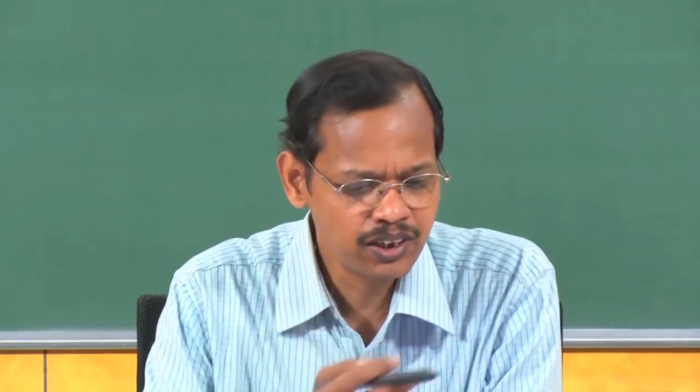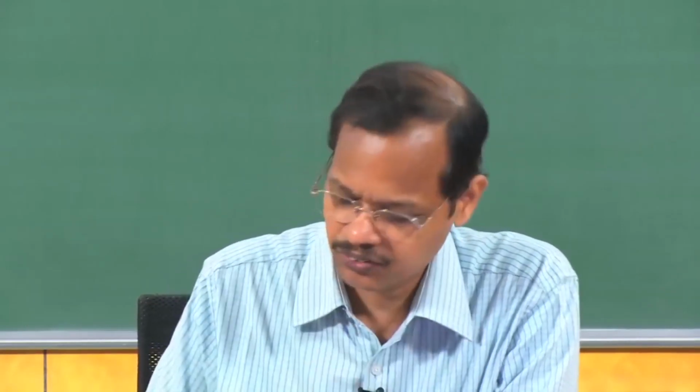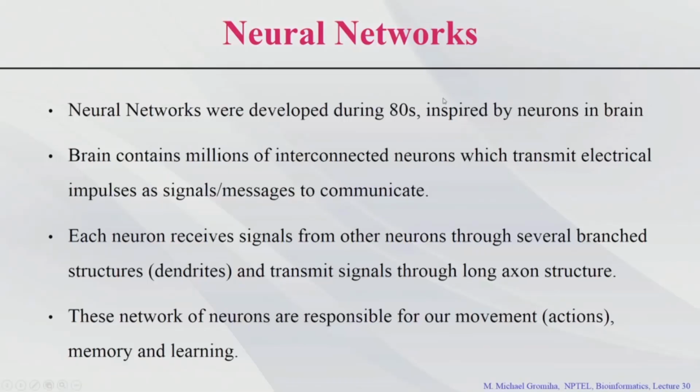So, different methods are available for supervised learning. One is the neural network, it is widely used. If you see the history of these neural networks, they were developed early in the 80s, mainly inspired by the neurons in the brain. The brain contains millions of interconnected neurons, which transmit electrical signals or messages to communicate. So, what happens in this case, each neuron receives signals through several branch structures, and transmits the signals through a long axon structure. So, this network of neurons is responsible for our movement, for example, actions, memory as well as learning and so on.